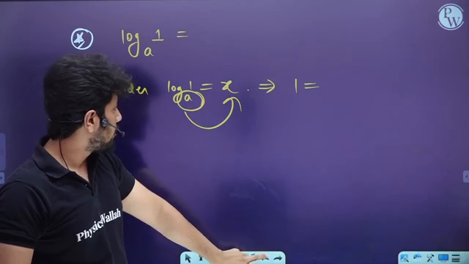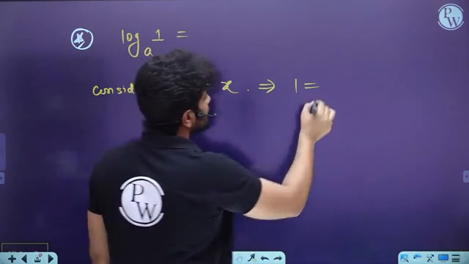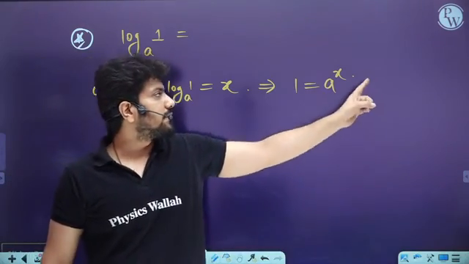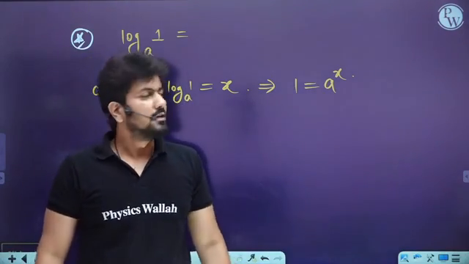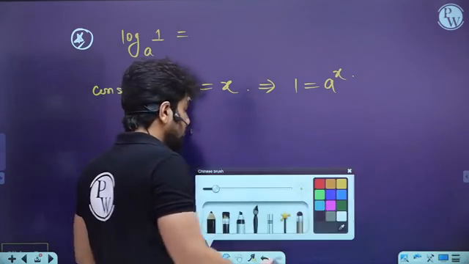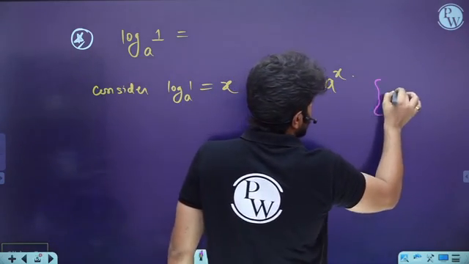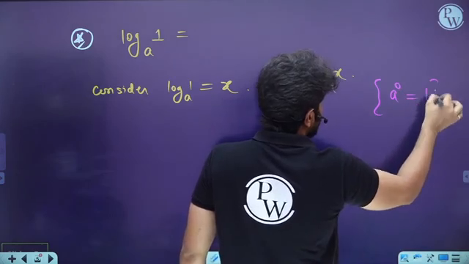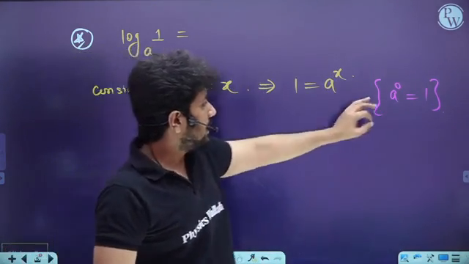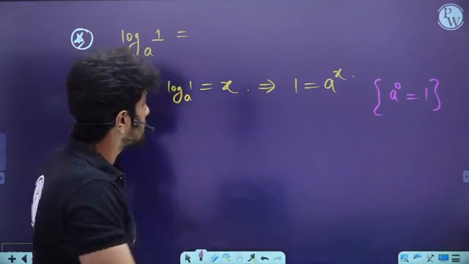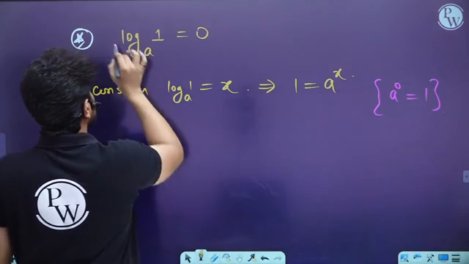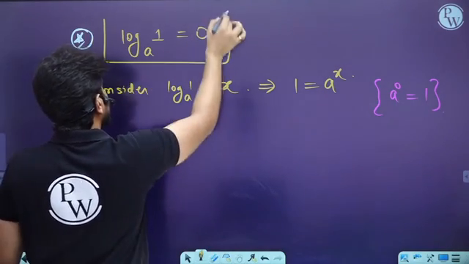So 1 is equal to a raised to the power x. Now what power of a is equal to 1? We know that a raised to the power 0 is equal to 1, right? All of you know that, where a should not be equal to 0, of course. So this power has to be 0. Or you can directly answer also.